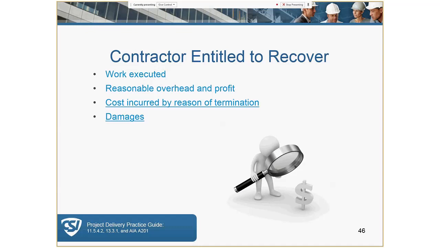These are some line item costs that the contractor might be entitled to be paid for upon termination. Certainly work executed and in place, reasonable overhead and profit, as I mentioned before, costs incurred by reason of termination, and also potential damages that the contractor may have incurred as a result of this termination.